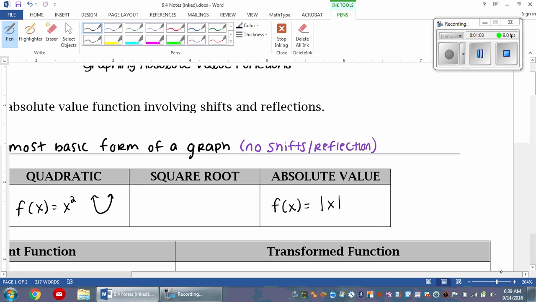First off, let's just quickly review what it means to be an absolute value. Remember, absolute value is the distance away from 0. So if we take the absolute value of 5, how far is 5 away from 0? 5. Now if we take the absolute value of negative 5, how far is negative 5 away from 0? 5. The absolute value is always going to be positive.